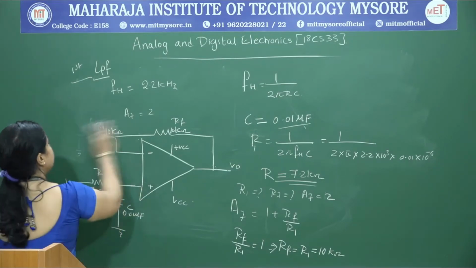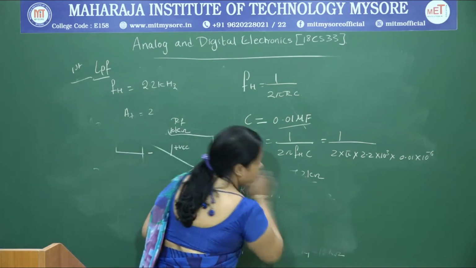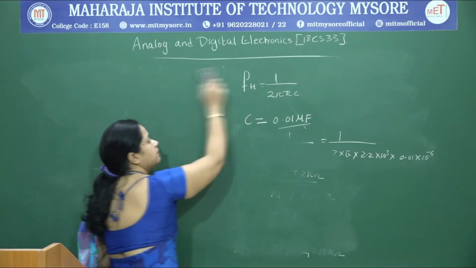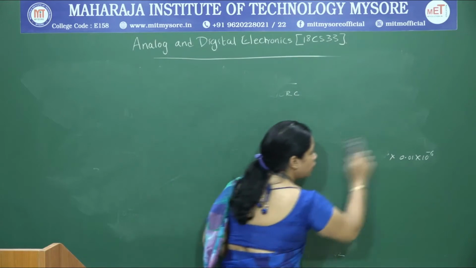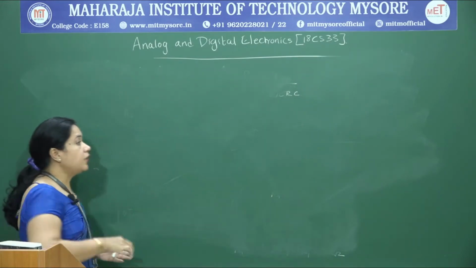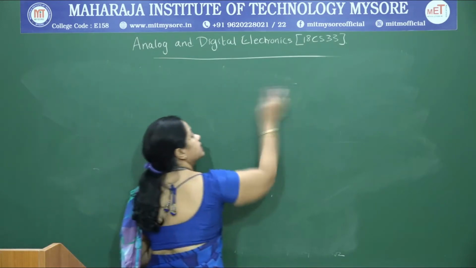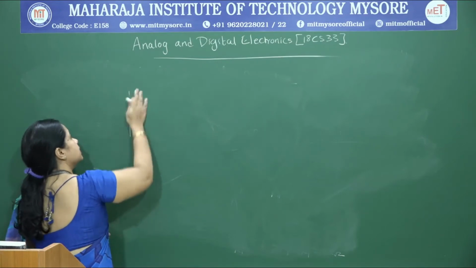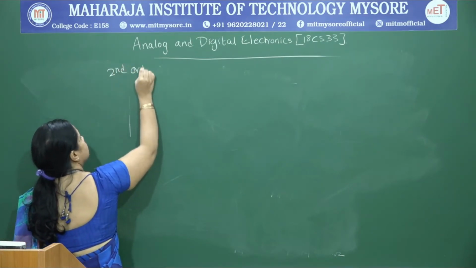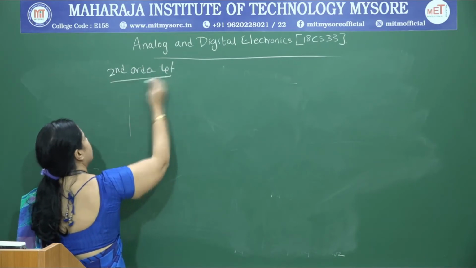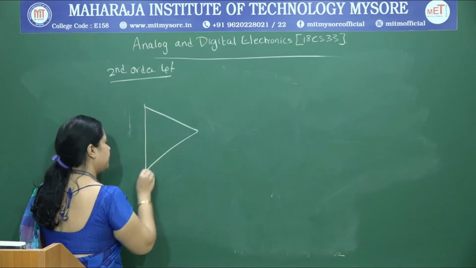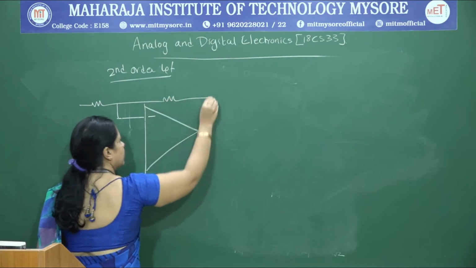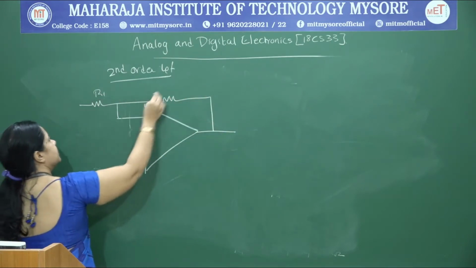A second order low pass filter, you are aware, is a filter which has a roll down factor of 40 decibel per decade. Because you need a roll down of 40 decibel per decade, we add one more RC filtering section. A second order low pass filter circuit looks like this. The feedback circuit remains as it is, with a resistance R1 and RF, which decides the pass band gain.